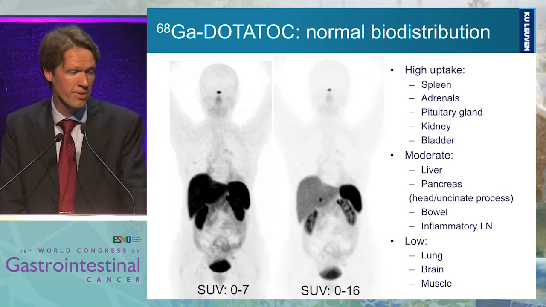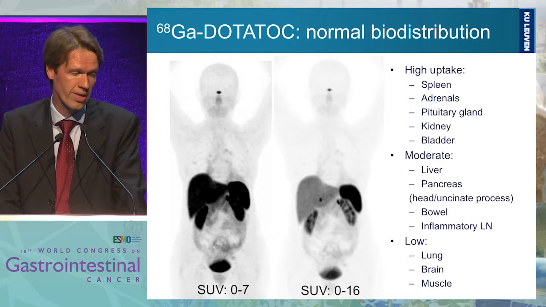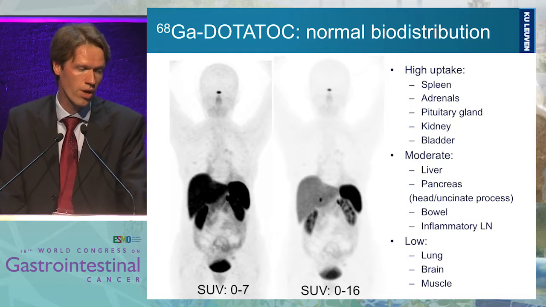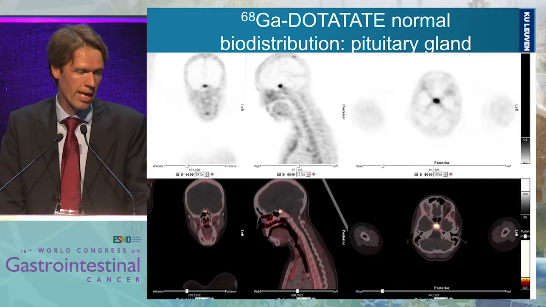This is a normal biodistribution of gallium-68 DOTATOC. We see high uptake in the pituitary gland, in the adrenals, in the spleen. We see moderate uptake in the liver, and we see excretion to the urinary system. And we have low uptake in lung, brain, and muscle.